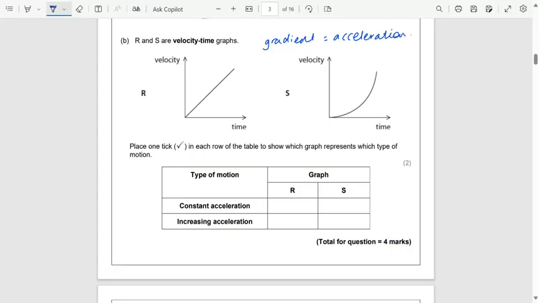And so, with R, again, we have a constant gradient, which means a constant acceleration. So that is R. For S, the gradient isn't constant, it's actually increasing. It's getting steeper, which means the gradient is increasing. If the gradient is increasing, then the acceleration is increasing.